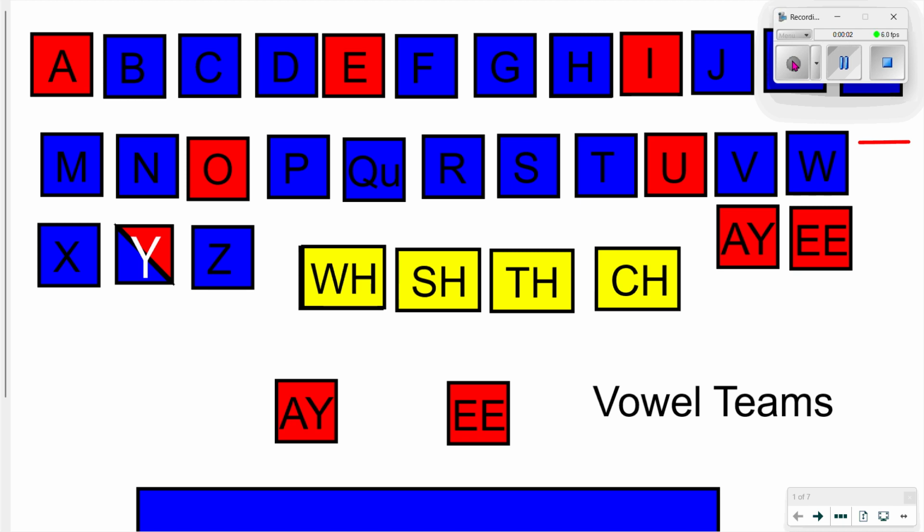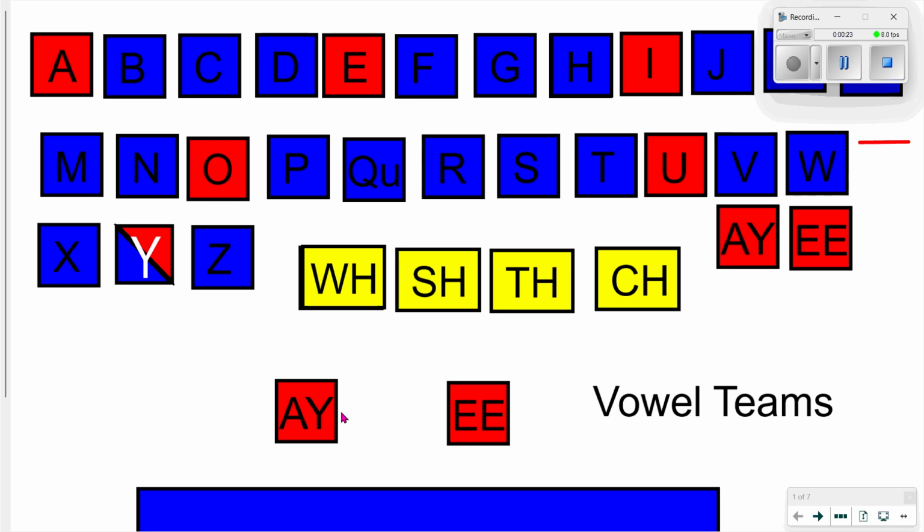Next lesson. This one is a pretty short lesson. So let's start by reviewing what we learned last time about our vowel teams. Remember, vowel teams are two vowels on one tile, and they make one sound. AY says A, and EE says E.